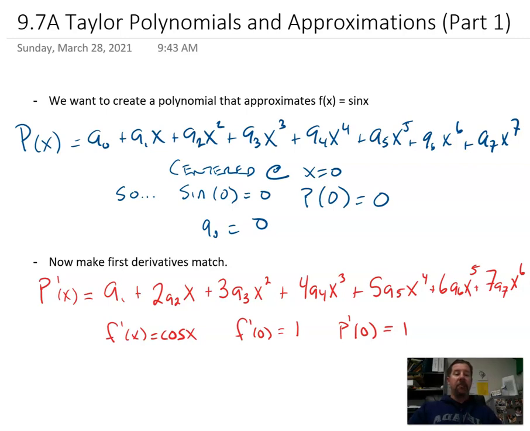So again, if I plugged in 0 for all these, all the x terms are going to go away. And so I know that a sub 1 should equal 1. So now I've made the center point and the first derivative match. All right? I found a sub 0 and I found a sub 1 so far in my polynomial. Now, we're going to do the same thing with the second derivative.